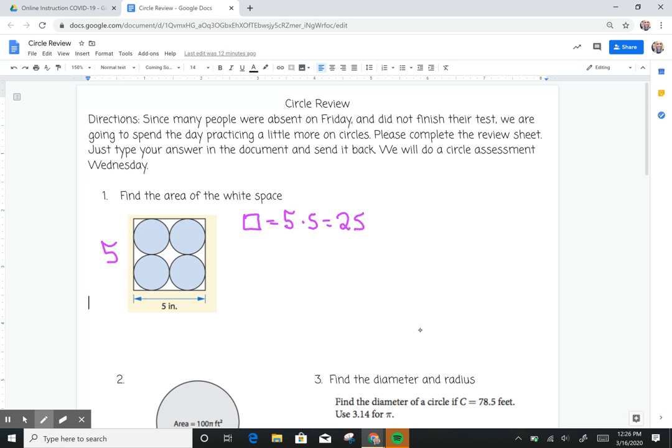So let's look at the piece of information they give me. From here to here is 5. So this whole long piece, if I keep on going, I know this whole thing is 5. So if I want to find what one of these is right here, I could just take 5 and divide it by 2. So then I know this is 2.5. The diameter of one of the circles is 2.5. So I'm going to write that.